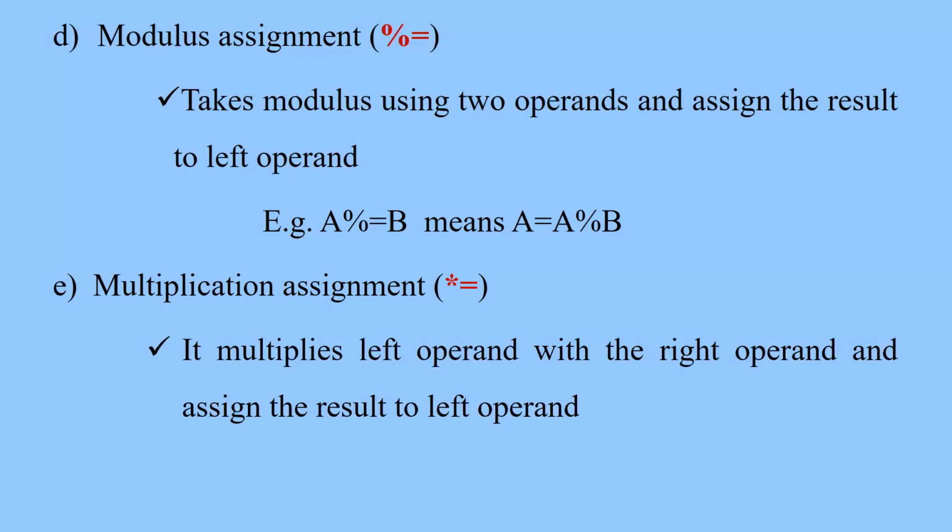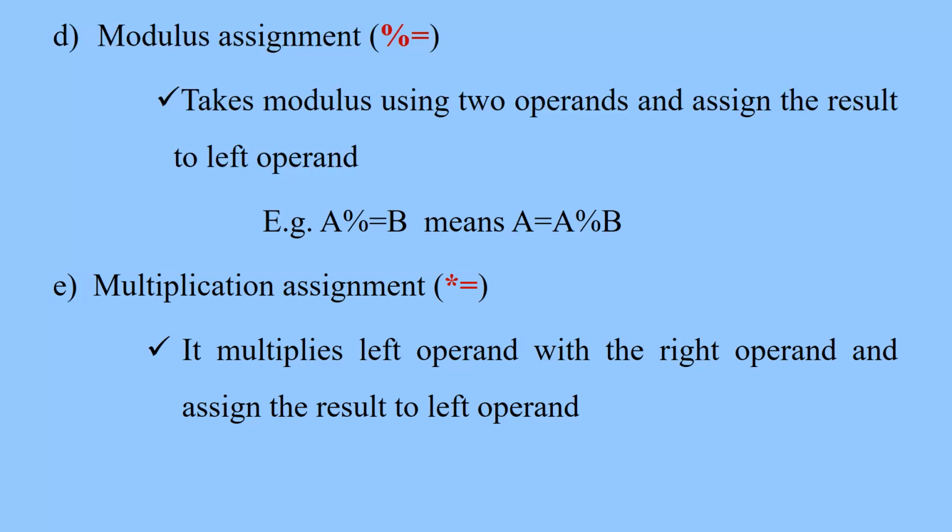It multiplies left operand with the right operand and assigns the result to the left operand. In other words, it multiplies the number on the left with the number on the right. And the result gotten is assigned to the left number, or in other words, it is assigned to the memory represented on the left. Let me put it properly.